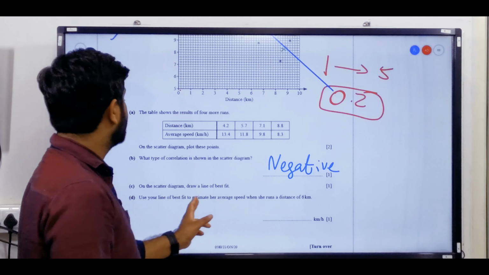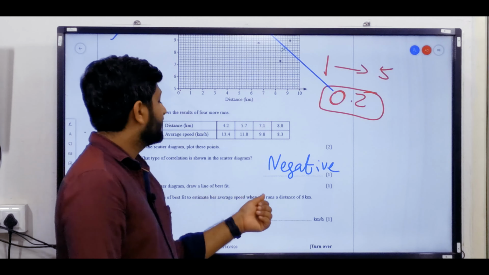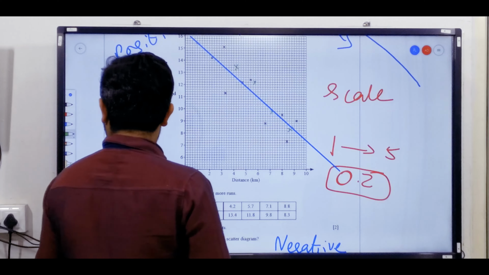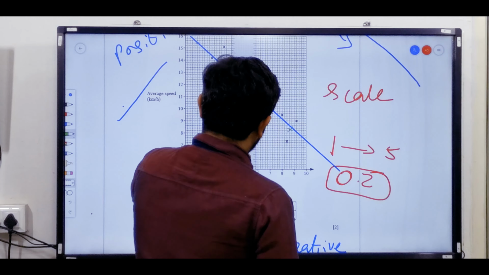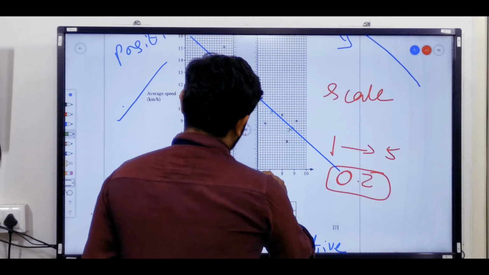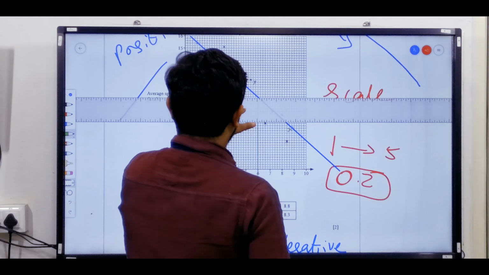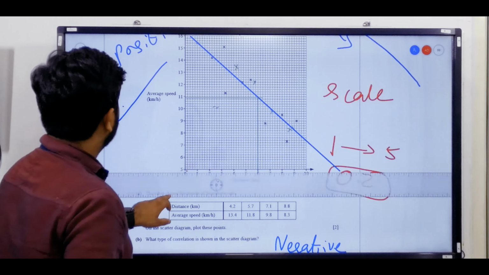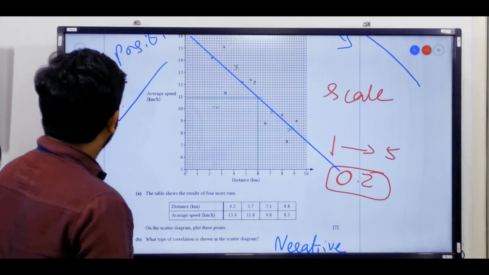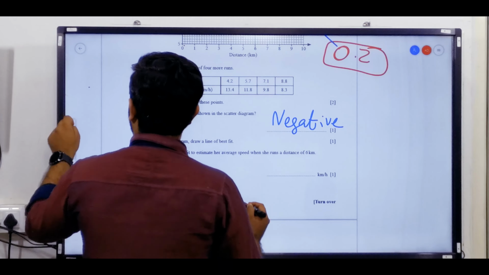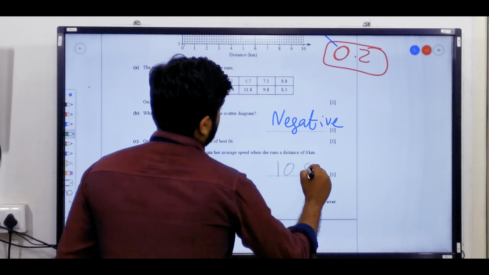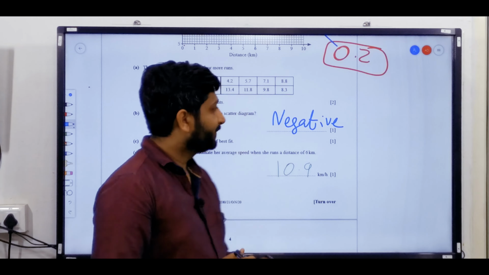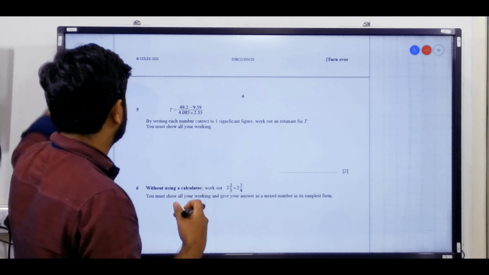The next part, use the line of best fit to estimate her average speed when she covers a distance of 6 km. So now let me see. When she covers a distance of 6 kilometers, what is her average speed? Her average speed is around 10.9. So I'll write it as 10.9. Students, even this answer will be in a certain range, right? As the line of best fit varies from student to student.